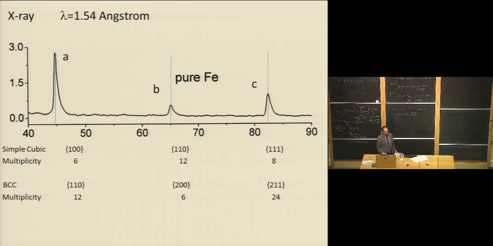be BCC. Of course, we also know that iron is not simple cubic because there's only one element that takes a simple cubic lattice, and that's polonium, and iron isn't polonium, and so that does it also. It's sort of a cheating way to go about it.